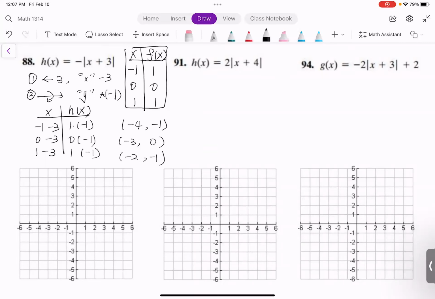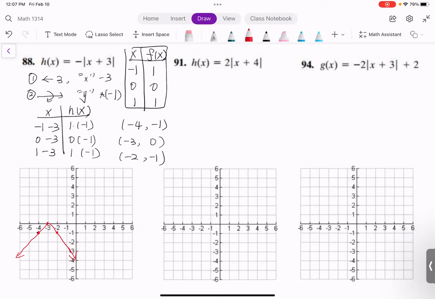Let's see, -4, -1 here. Let's use red color. Here, -3, 0, -2, -1. Okay, we got 3 key points. Line them up. Why are 3 key points enough? Because we know the shape, so we can decide the new transformed function. If we don't know the shape of the graph, 3 key points can decide nothing. So we must have the shape in our mind.